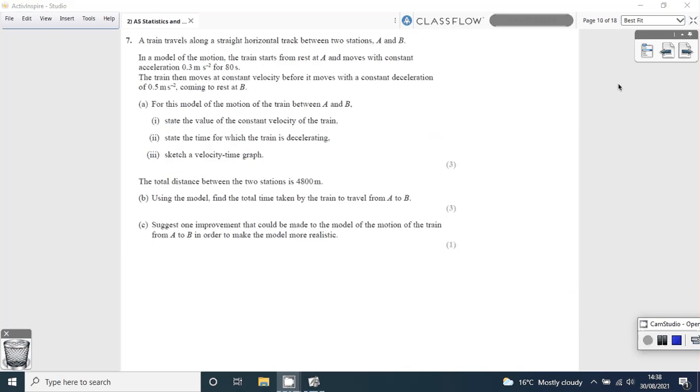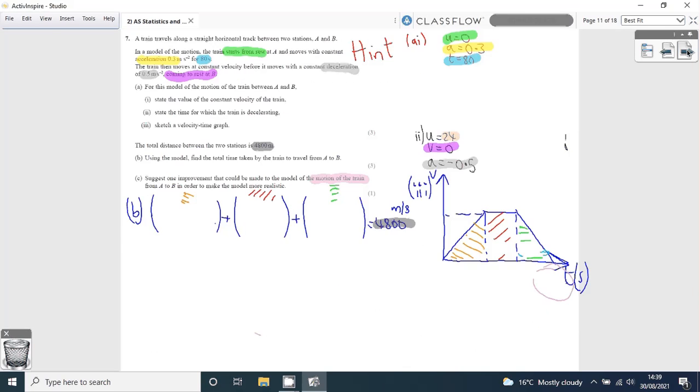Question 7. So for part (a)(i), we know our initial speed is 0 as we're starting from rest. We're told the acceleration is 0.3, so a is 0.3, and we're told it's traveling for 80 seconds, so t is 80. So just substitute into the appropriate SUVAT equation to work out what v is.